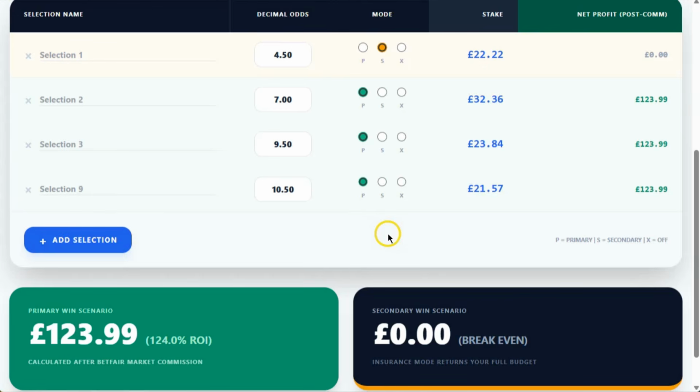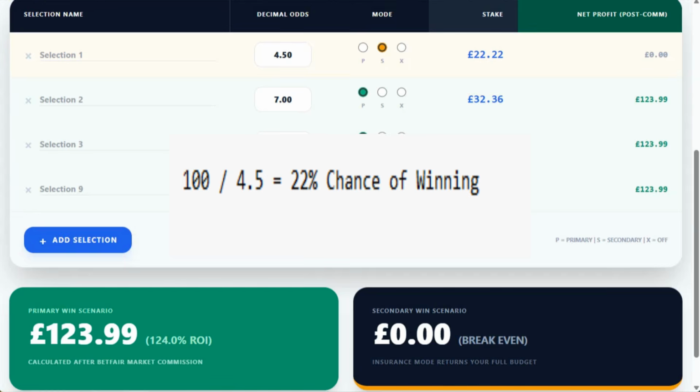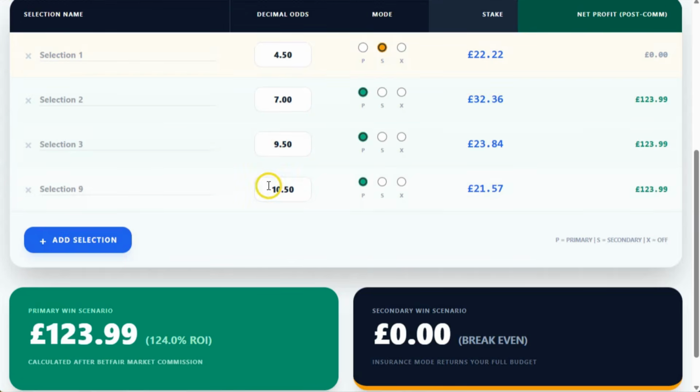So a favourite of 4.50, if you took 100 and divided it by 4.5, this favourite's chance of winning is 22%. Now obviously the chance of this one winning and this one winning and this one winning is lower, but maybe we've looked at this favourite and thought, I don't really think this favourite can win. But favourites do win. So we could hedge out this favourite and go for one of the others, thinking I think this selection's going to beat it. So there's a number of ways you can do it.